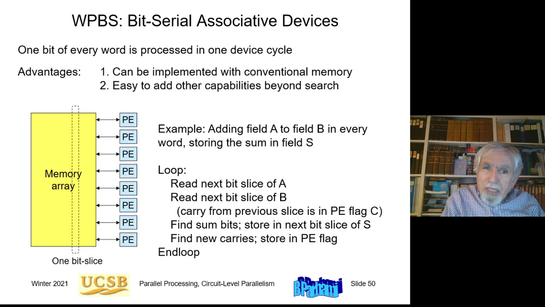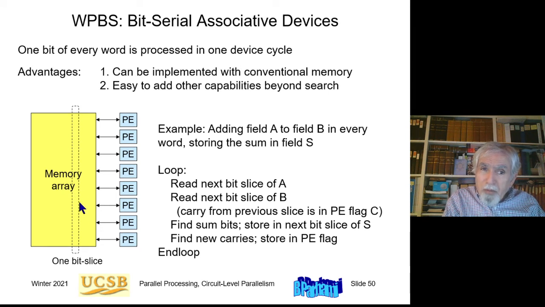Okay, now going to the other side, where bits are handled serially, but words are handled in parallel. These are known as bit serial associative devices. This basically corresponds to sort of flipping the memory on its head. Normally, we take a word of memory out and process it. Here, we take a bit slice. A bit slice is basically one bit of every word. We take it out and process it.